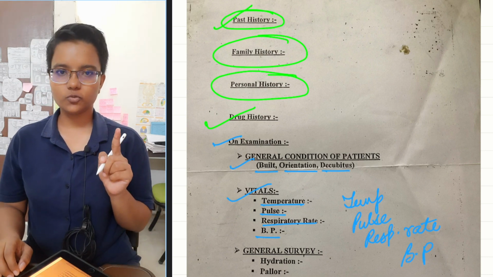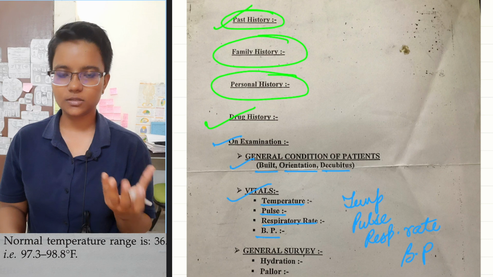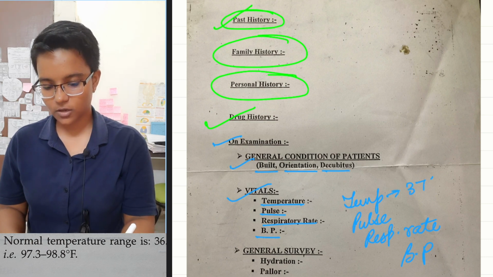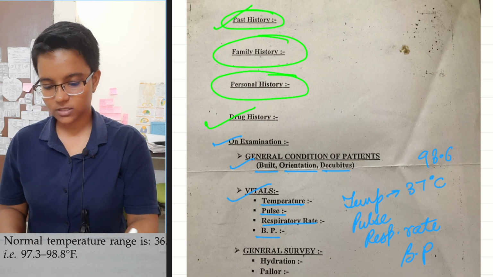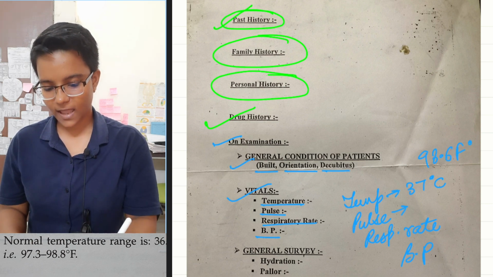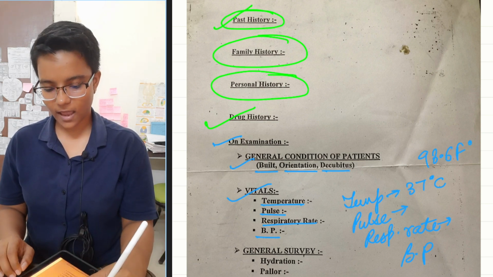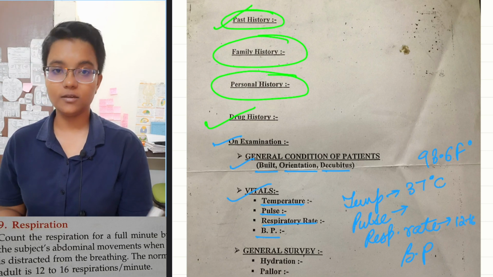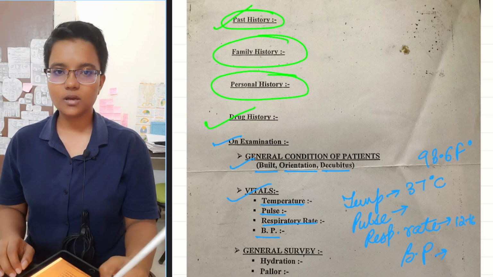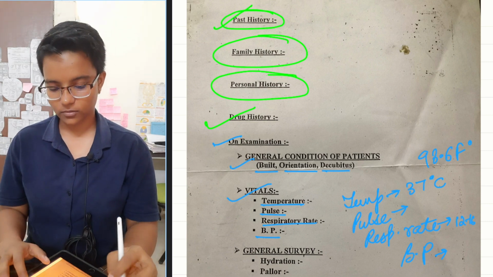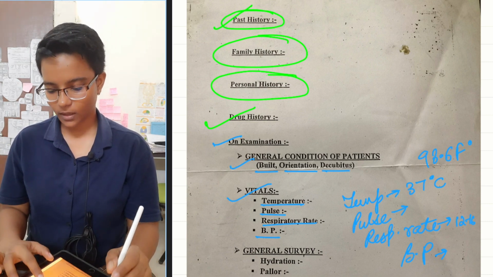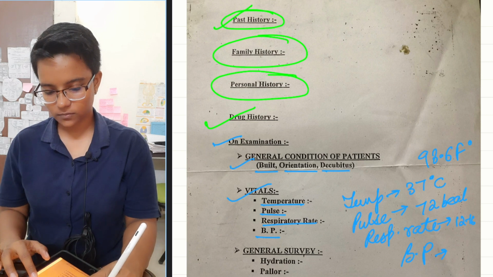So you have to know what the normal values are. Normal temperature is 37 degrees C or 98.6 degrees Fahrenheit. Respiratory rate is 12 to 16 per minute, BP is less than 120 upon 80, and pulse is 72 beats per minute.